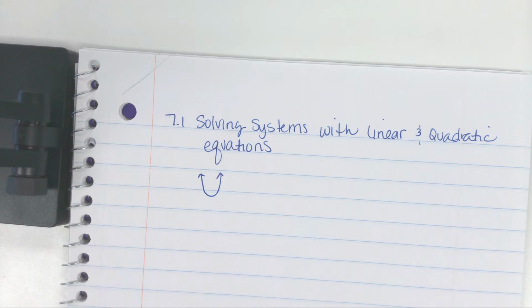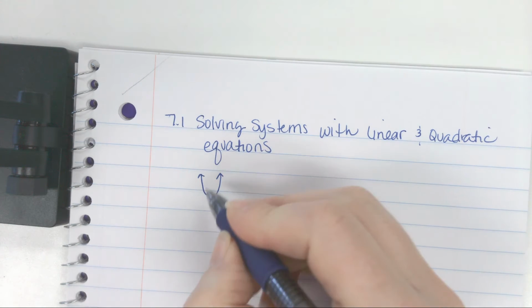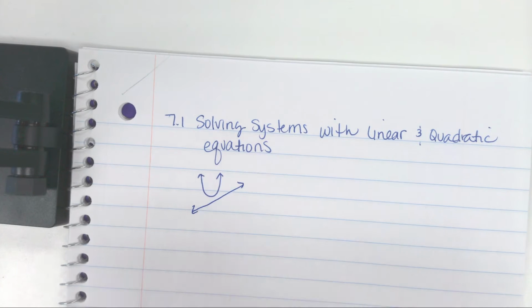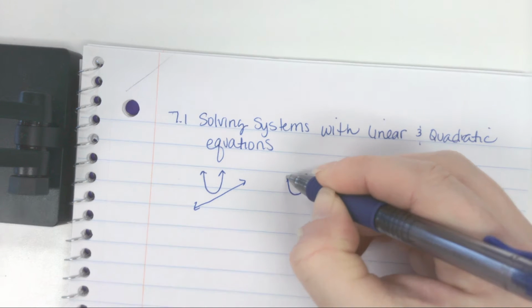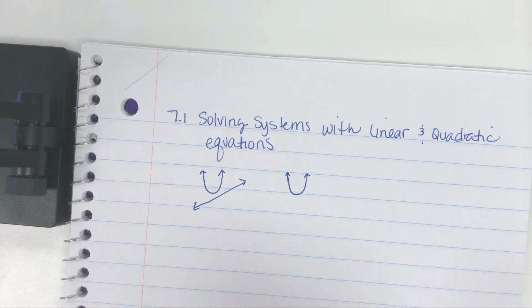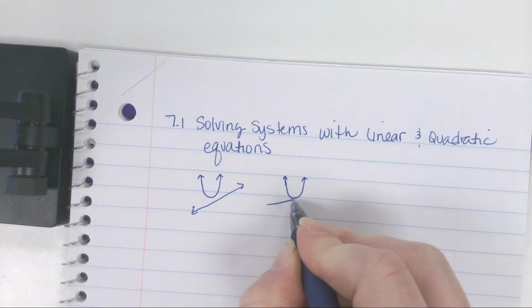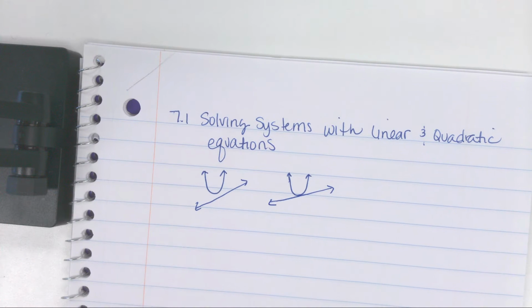So when we were doing two lines, we said that it's possible they don't meet, or it's possible they cross once, or it's possible they have infinite. So the possibilities for two lines is one solution, no solutions, or infinite solutions. What about a line and a parabola? Well, is it still possible to have no solutions? Yep. Is it possible to have one solution? Yeah, it can still touch.